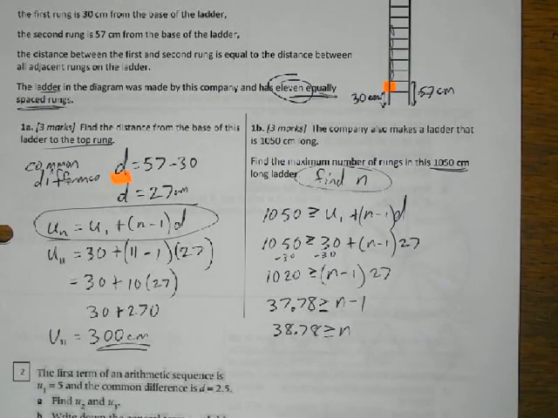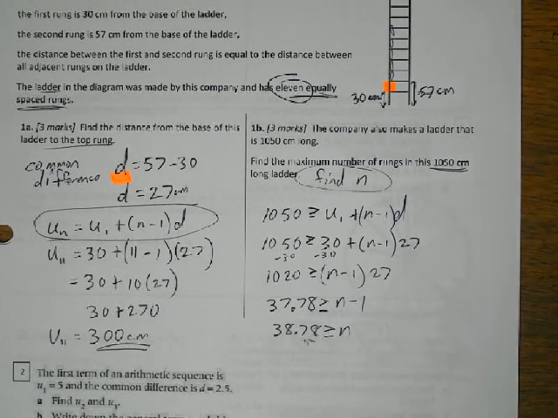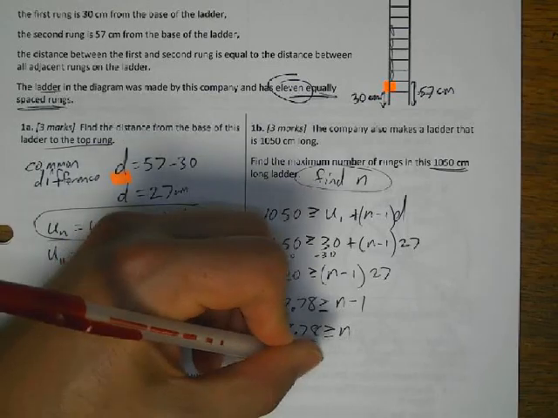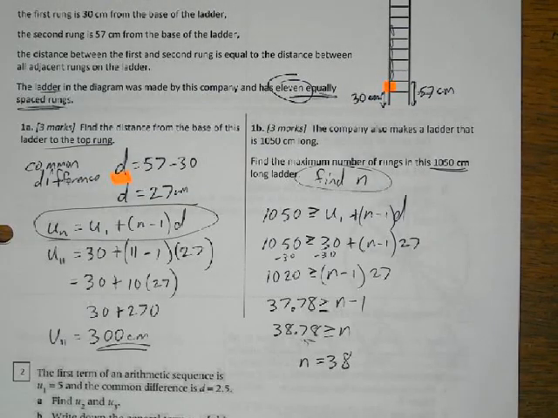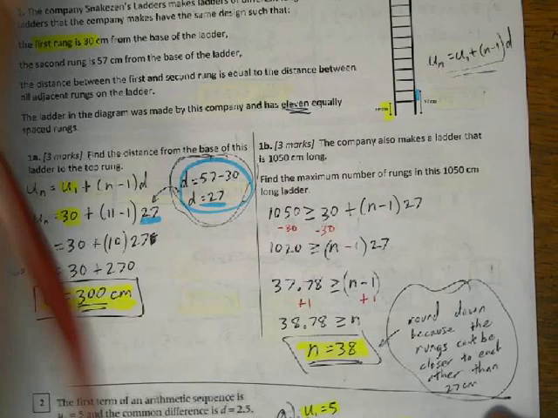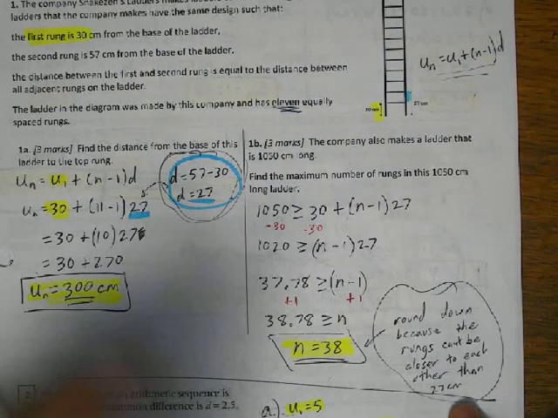So what does that mean? How many rungs on the ladder? We're not going to have a 0.78 of a rung. That doesn't make any sense. So here we're going to say n is going to be equal to 38, and we're going to round down because the rungs can't be closer to each other than 27 centimeters. Okay, you may want to hit pause to copy this down.